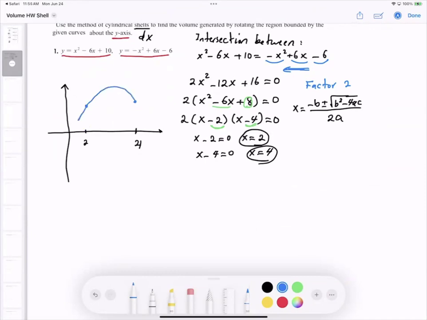So suppose this curve is moving this way, and this is your negative x squared plus 6x minus 6 because it opens downward. And down here, you have the second parabola. Suppose it opens this way. Since it opens upward, it is x squared minus 6x plus 10.